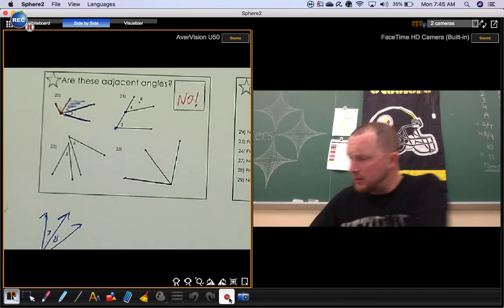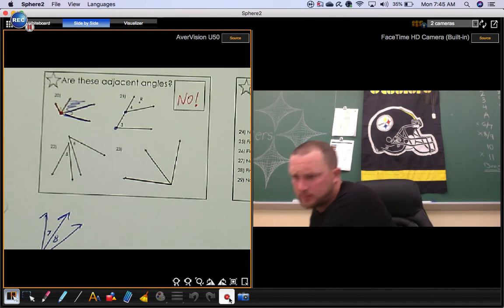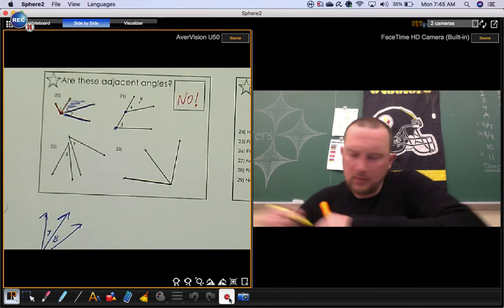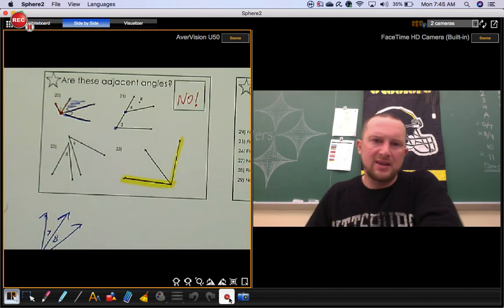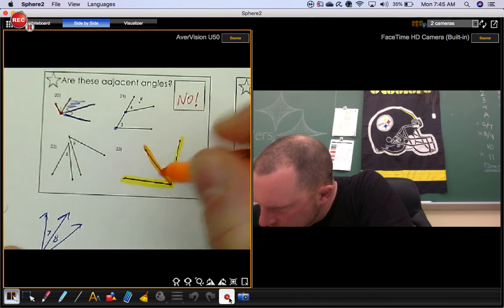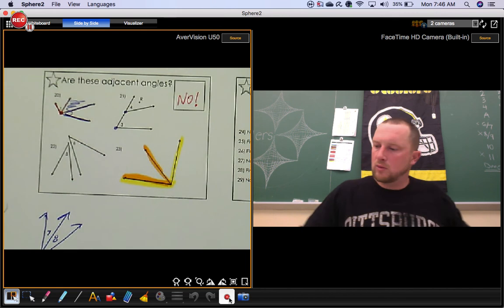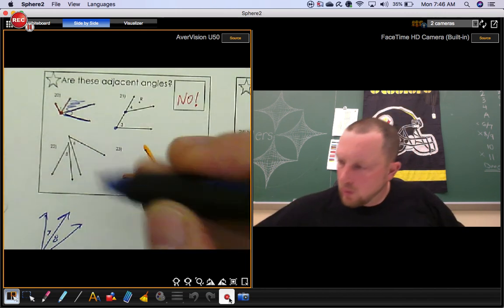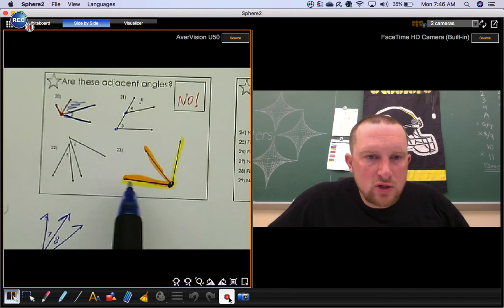Number 23, I'll use a highlighter here. We're talking about this big yellow angle. Is that adjacent with this smaller orange angle? They have the same vertex. They also share a ray.